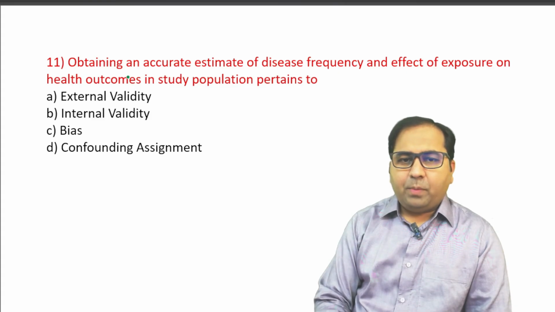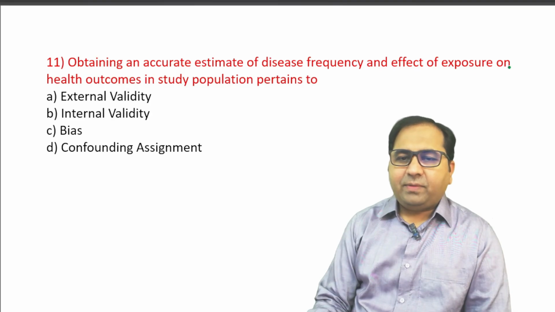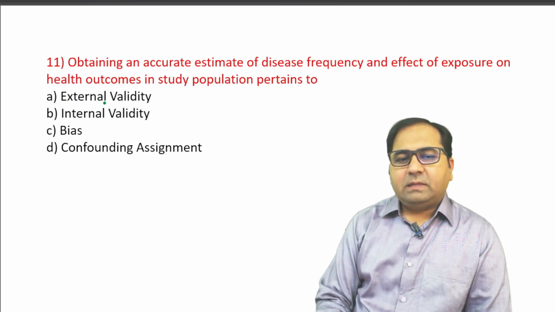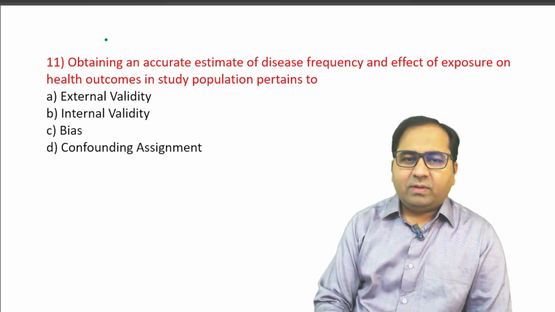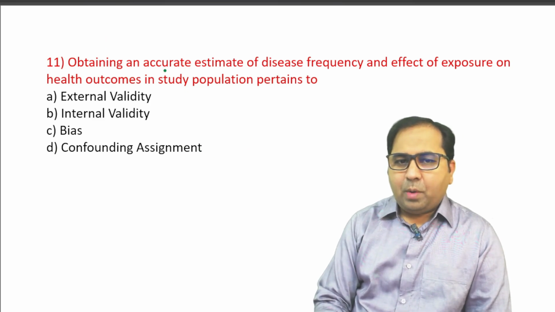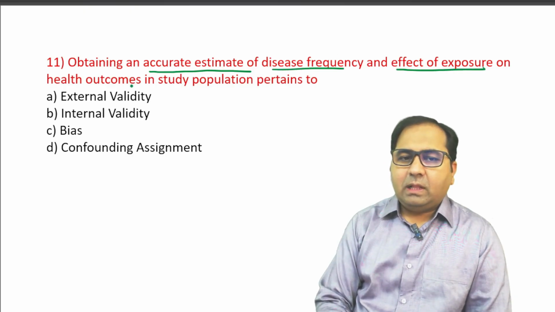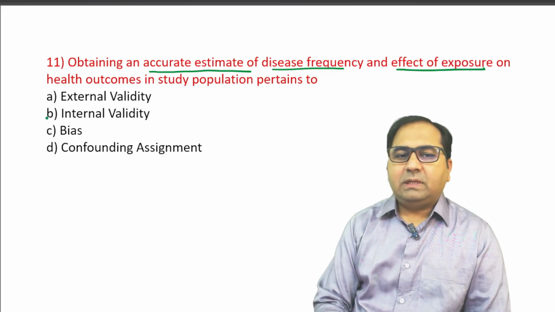Next question: obtaining an accurate estimate of disease frequency and effect of exposure on health outcomes in a study population pertains to what? Options are A. External validity, B. Internal validity, C. Bias, or D. Confounding. Once again, let us see the question. Obtaining an accurate estimate of the disease frequency and effect of exposure on health outcomes in a study population pertains to what? So the answer for this question is B.